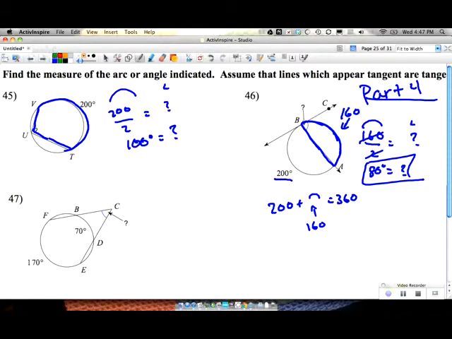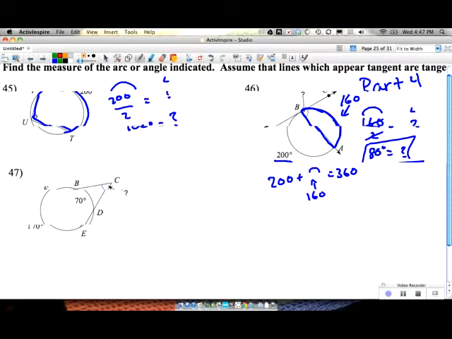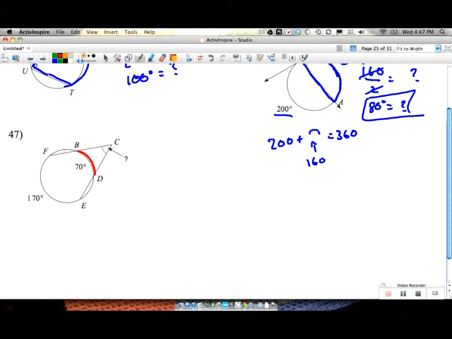Let's do this last one in a different color. Mix it up a bit. For this last one, we have a little more complex relationship. We actually have two arcs. So we have this arc here and this arc here. Okay, so now what we need to realize is that we need to do something with these arcs. So I'm going to say the arcs divided by 2 equals the angle.